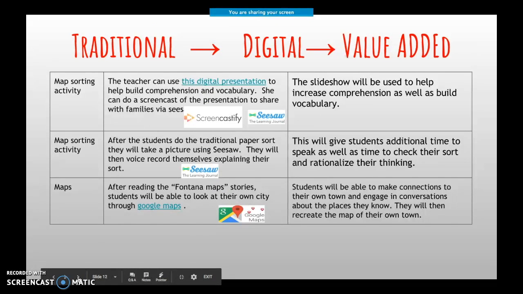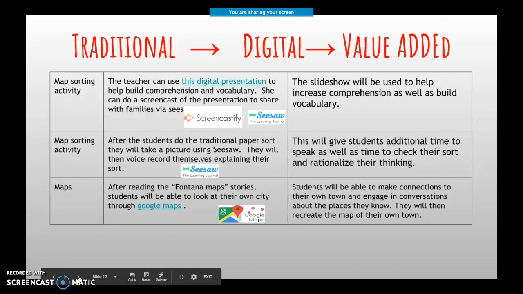The next activities also talk about how we can help students with maps. The teacher can use a digital presentation to help build comprehension and vocabulary. She can do a screencast of the presentation to share with families via Seesaw. The slideshow will be used to help increase comprehension as well as build vocabulary.